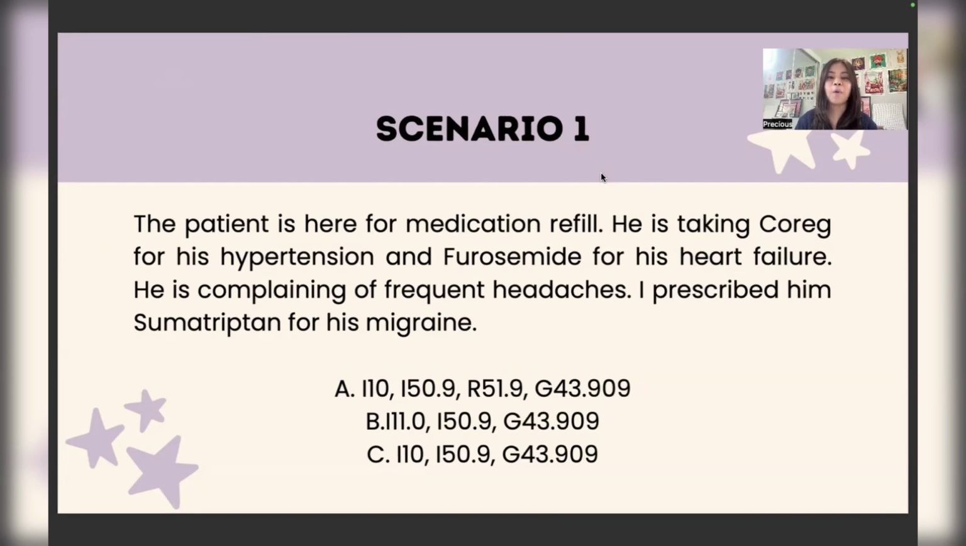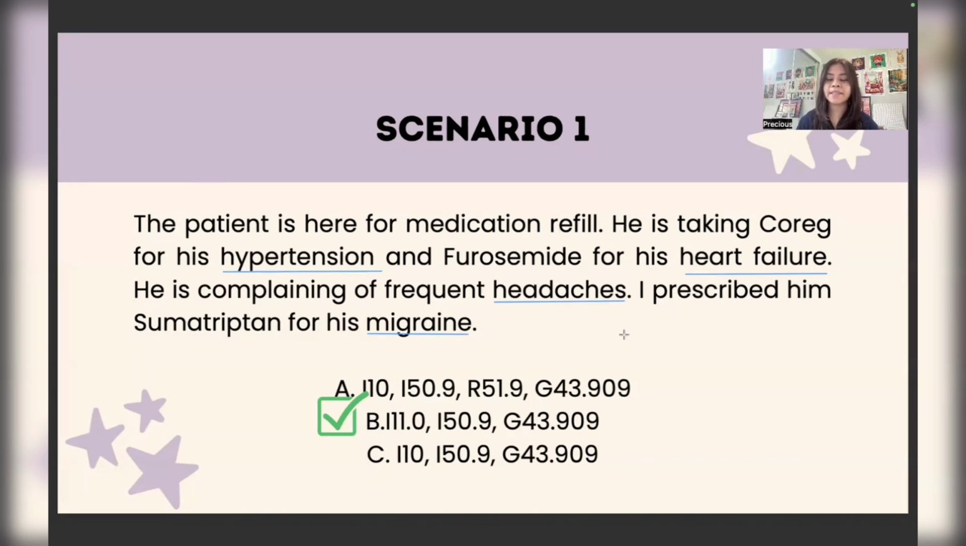All right, so what is the answer? The answer is letter B, I11.0, I50.9, and G43.909. Now, let's see why. So the patient is here for medication refill, right? So let's look for the conditions in this scenario. First, we have hypertension. Second, we have heart failure. Also, we have headaches. And we have migraine. I see 4 conditions, but why do we only have 3 codes?